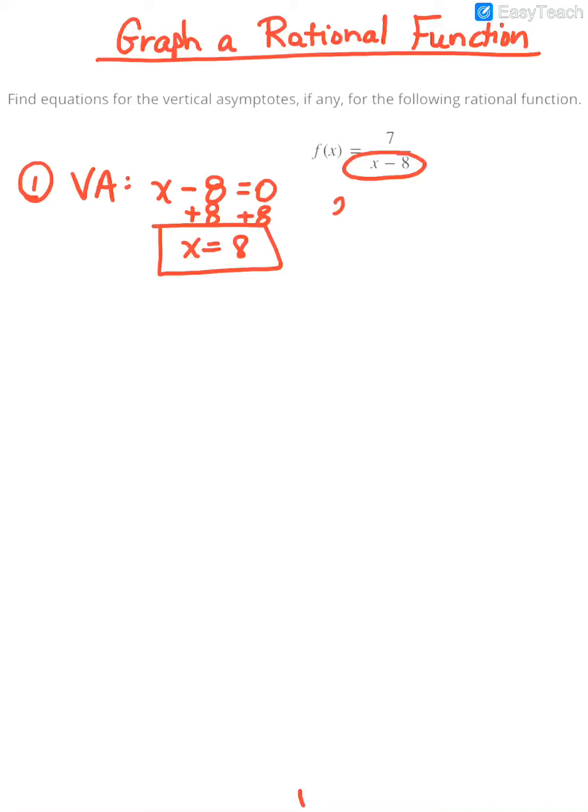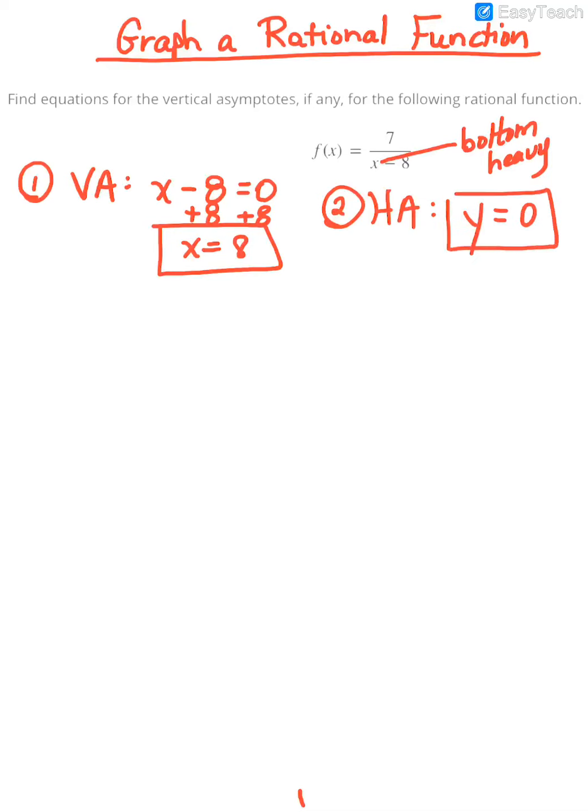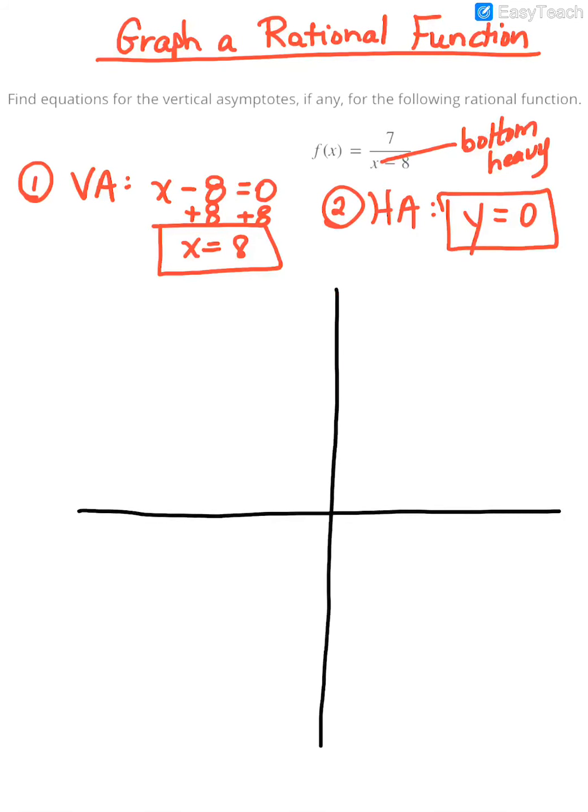For horizontal asymptotes, we need to first decide if the function is top-heavy, bottom-heavy, or has equal powers of x on top and bottom. In this case, the only power of x is on the bottom, so that means the higher power of x is on the bottom. And when it is bottom-heavy, that indicates you have a horizontal asymptote of y equals 0.